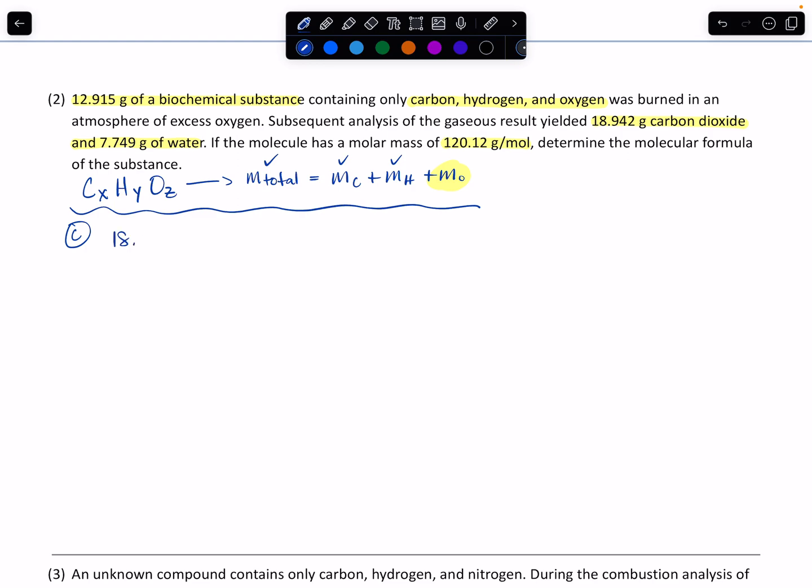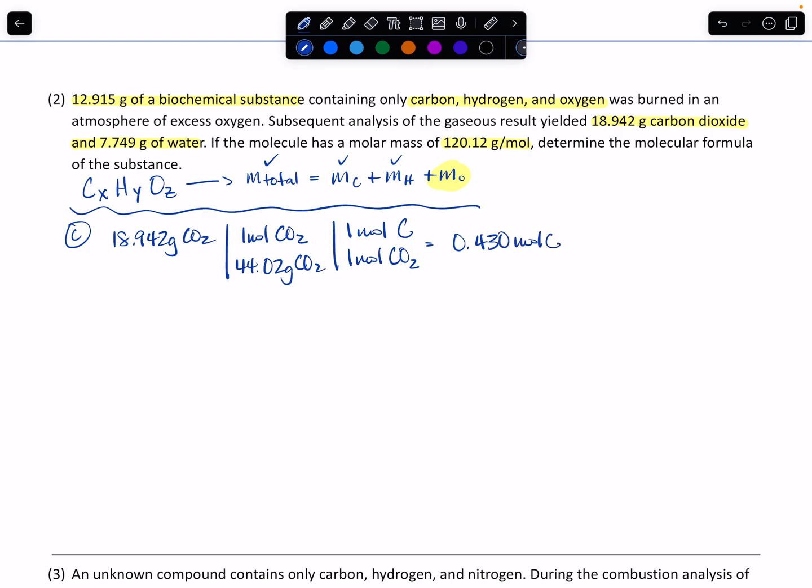We've got 18.942 grams of CO2. I know that 1 mole of CO2 has a mass of 44.02 grams. And for the mole ratio step, I know that 1 mole's worth of CO2 molecules contains 1 mole's worth of carbon atoms. So I multiply that out, and I get 0.430 for my moles of carbon.